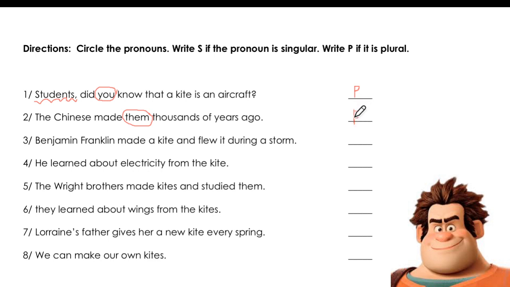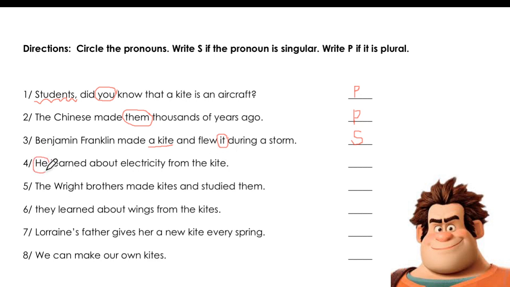Plural again. Number 3, Benjamin Franklin made a kite and flew it during a storm. Where is the pronoun? I found it. It is the pronoun. It. Is it singular pronoun or is it plural pronoun? What do you think? You should know it. It is singular because we're talking about one kite. A kite is one. He learned about electricity from the kite. Where is the pronoun?